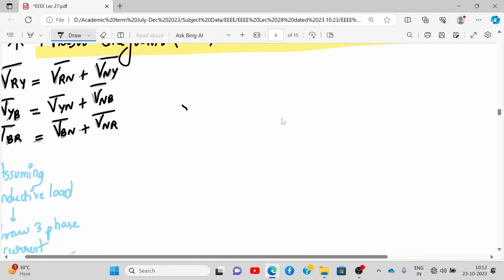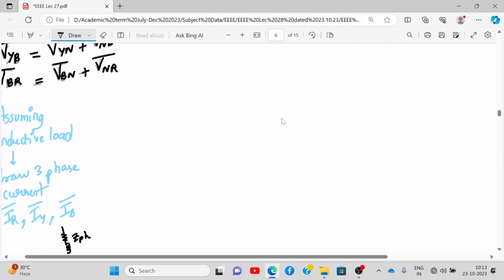We are trying to draw the phasor diagram for a three-phase star-connected system. So the first thing which you draw over here is phase voltages. What are the phase voltages? VRN, VYN, and VBN, with respect to neutral. They have the same magnitude but differ from each other by 120 degrees. So please draw them over here.